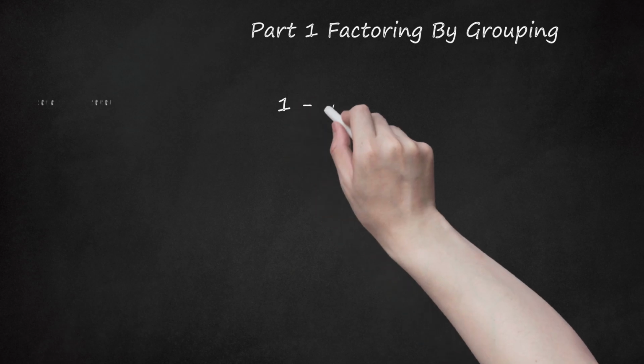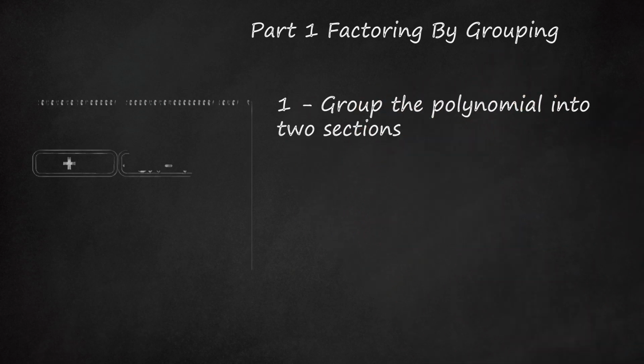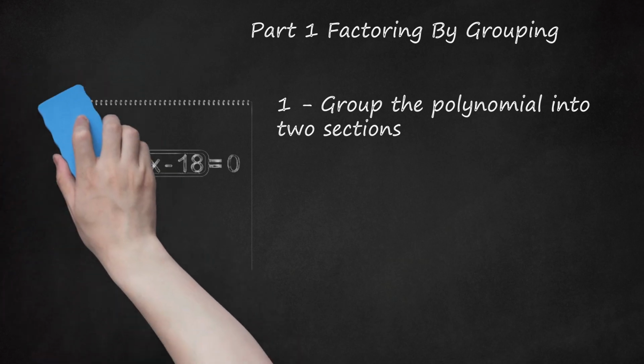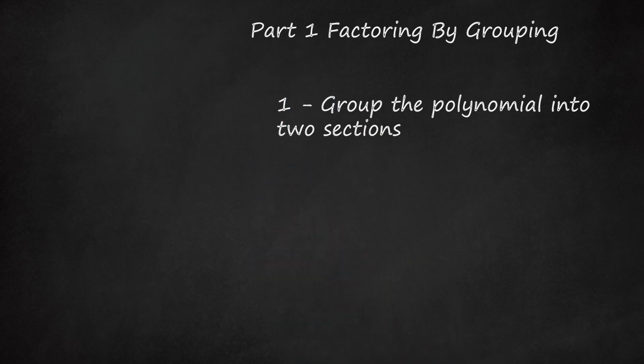Part 1, Factoring by grouping. 1. Group the polynomial into two sections. Grouping the polynomial into two sections will let you attack each section individually. Say we're working with the polynomial x³ + 3x² + 6x + 18 = 0. Let's group it into x³ + 3x², and 6x + 18.